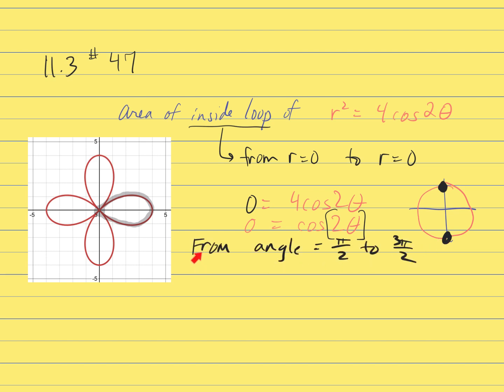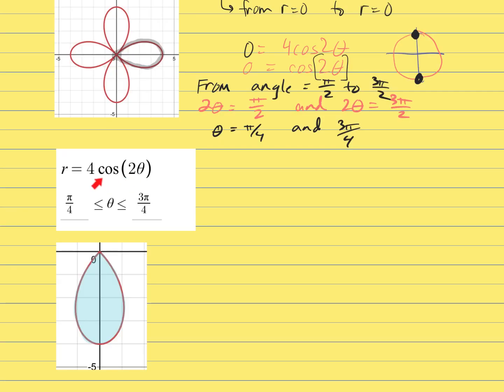So we'll consider the graph of r as the angle goes from pi over 2 to 3 pi over 2. But the angle that we're taking the cosine ratio of is 2 theta. So these angles will be equal to 2 theta, so that theta will be pi over 4 and 3 pi over 4. Remember, we can use technology, so we can look at that graph just on that domain, and we'll see that it's the bottom petal of this flower.